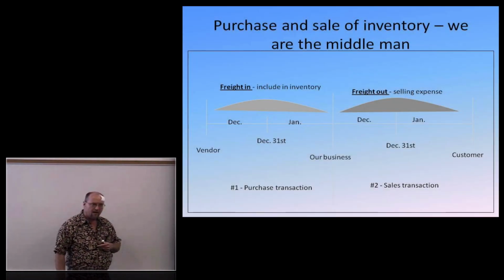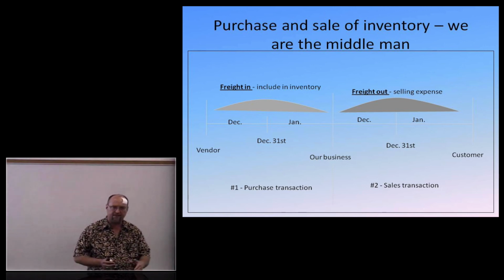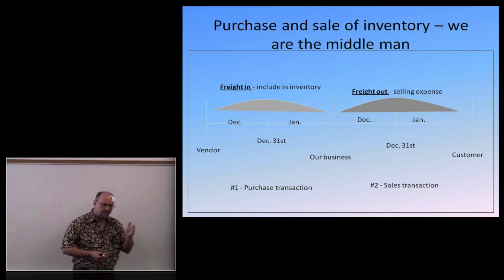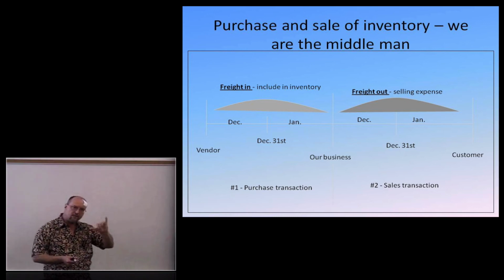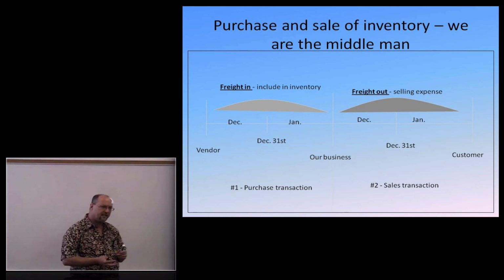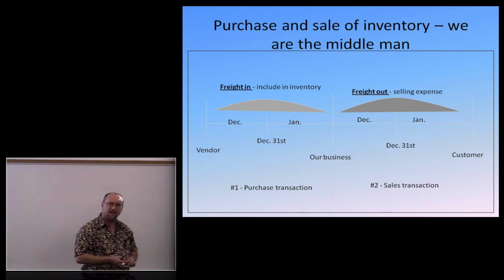Also, if title transferred as soon as the goods left the port in December, because remember, if the boat is in the middle of the ocean on December 31st, then it left Tokyo sometime in December, and it will arrive at our place sometime in January. 2 different years. Remember, accrual accounting says revenue recognition, we have to record revenue in the proper time period. December of 2010, or whatever year it may be, or January the following year.